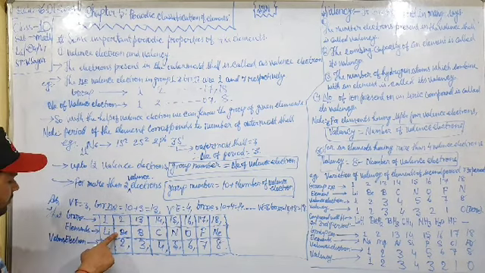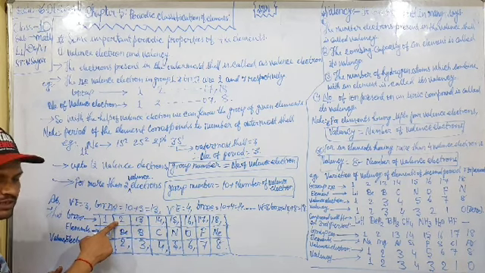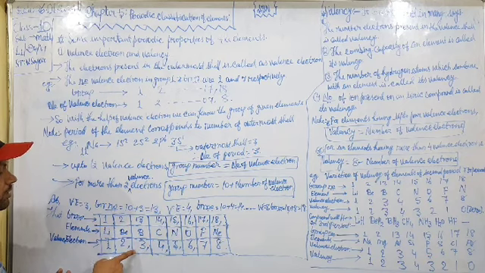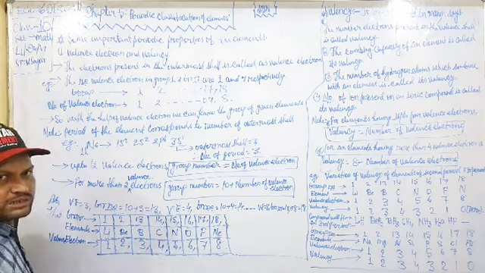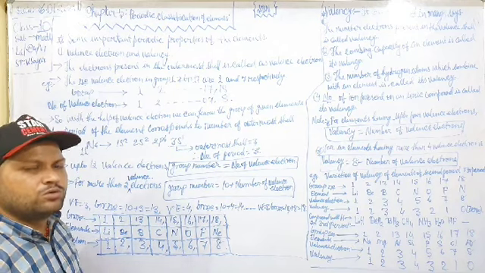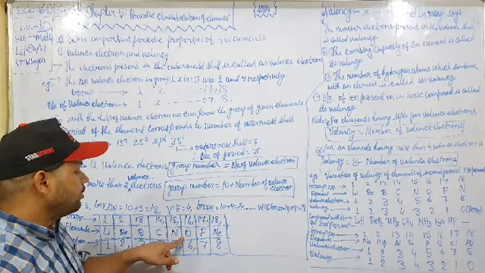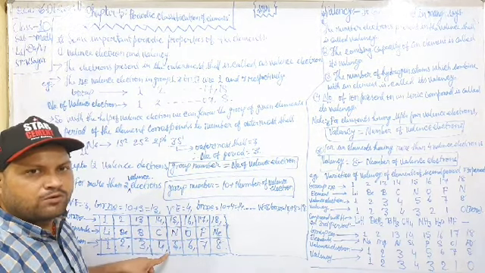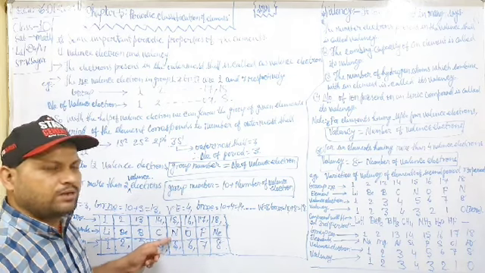For beryllium, number of valence electrons is 2. That's why it belongs to group 2. For boron, number of valence electrons is 3. That's why it belongs to group number 13. For carbon, number of valence electrons is 4. That's why it belongs to group number 14. For nitrogen, number of valence electrons is 5. That's why it belongs to group 15.